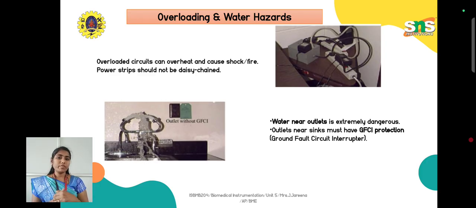So in the next class we will be discussing the different types of shocks which are mainly involved in hospital lines.